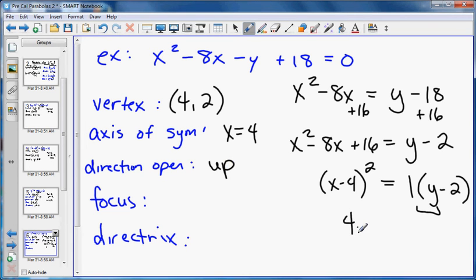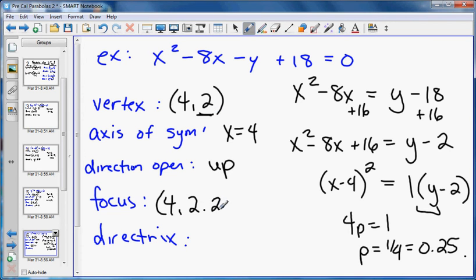For the focus, I need to find p. Well, I know that 4p is equal to 1, so p is equal to 1/4, or if you'd prefer, you can just say 0.25. Since it's paired with the y value, I need to go back to my vertex, look right here, and add p to the y value. That makes it 2.25, because the focus is a point, and that's where it is.